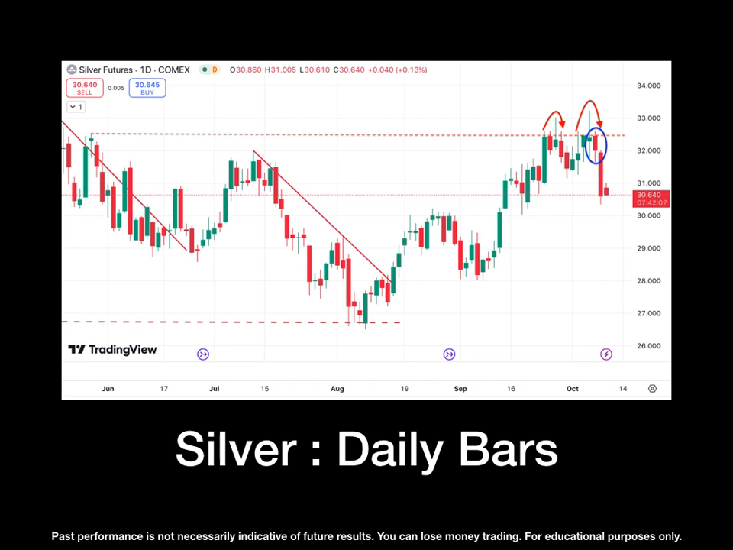This market is telling you it wants to go lower, and that's exactly what it did, falling from 33 and change all the way down to under $30.50. Now, I'm not saying silver's going to keep going down. I'm a long-term bull for silver, but you follow these wide range bars action, and they will point the way.